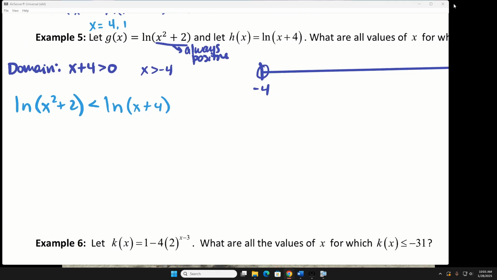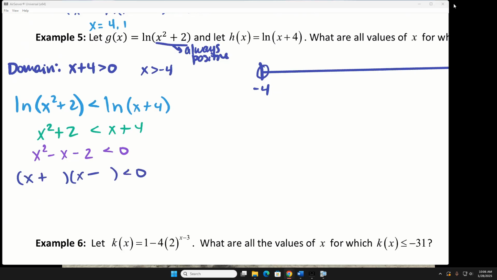So this one has one last step. We can go ahead and drop off the logs, right? Okay, yes, we can. Right, and then we'll get everything on one side. And then we can factor.